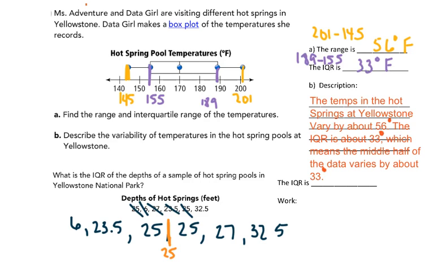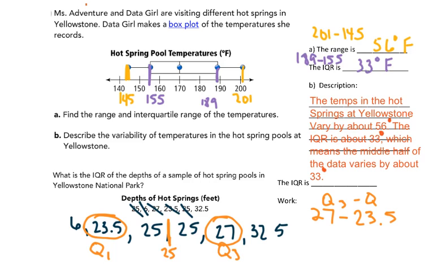So we find the lower half's middle number, which is 23.5, that's Q1, and the upper half's middle number is 27, that's Q3. So we're going to do 27, which is Q3, minus 23.5, which is Q1. So Q3 minus Q1, third quartile minus first quartile, gives us 3.5. So the interquartile range is 3.5 feet.